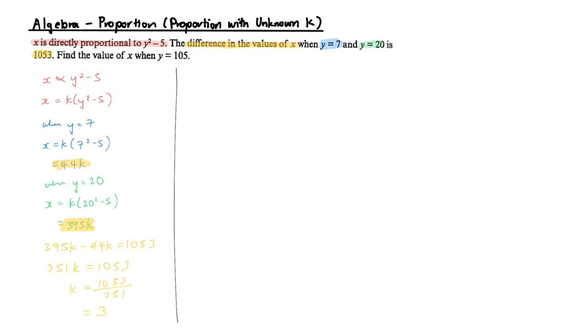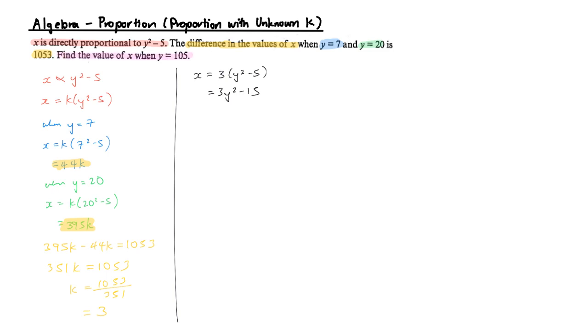Okay, once you get that, it's easy. You just have to substitute it back to the equation. So x equals 3(y squared minus 5). Okay, and I'd like to expand this to get 3y squared minus 15. Now, once you get the equation, then you'll be solving it as usual.